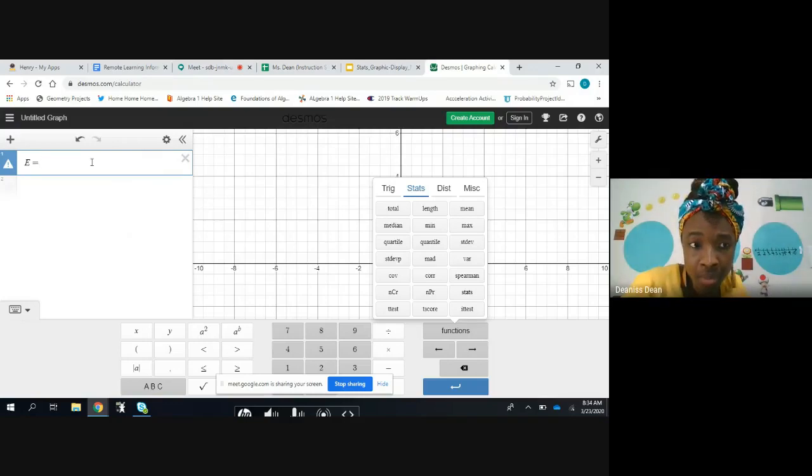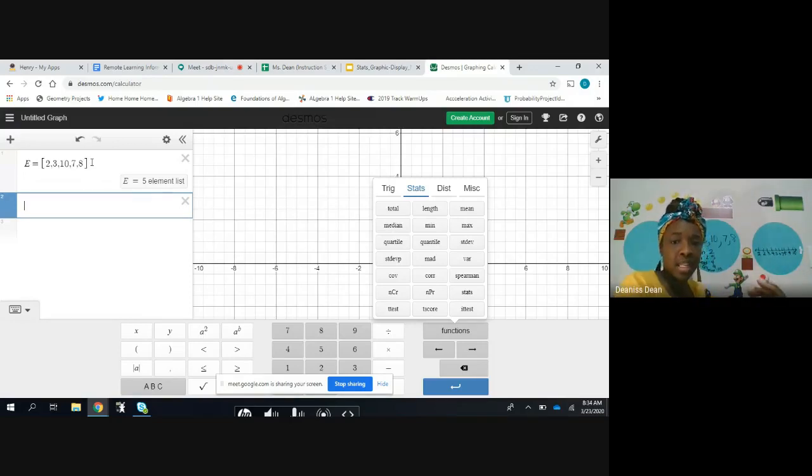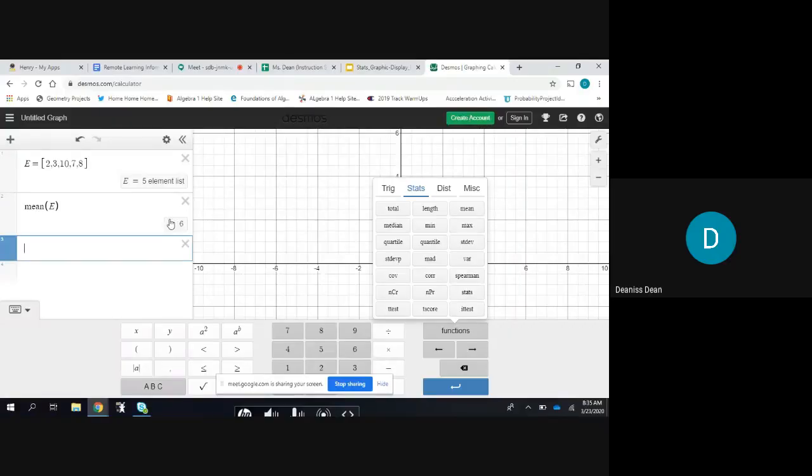So I'm going to do 2, 3, 10, 7, 8. All right, so that's my list here, all right? So if I wanted to know the median or the mean or whatever of this list, I would just do mean, and then I'm talking about list E, so in parentheses, I would just put E. All right, and so it would tell me my mean. It would say the mean would be 6, okay?